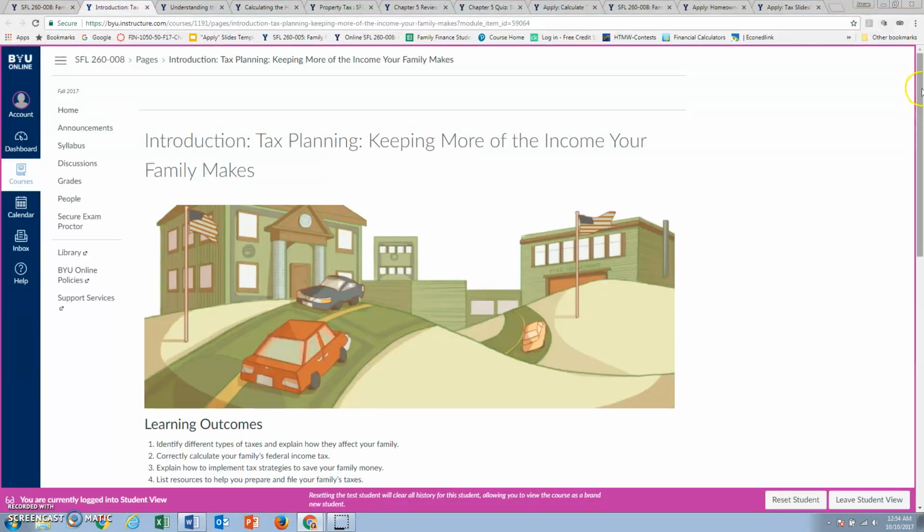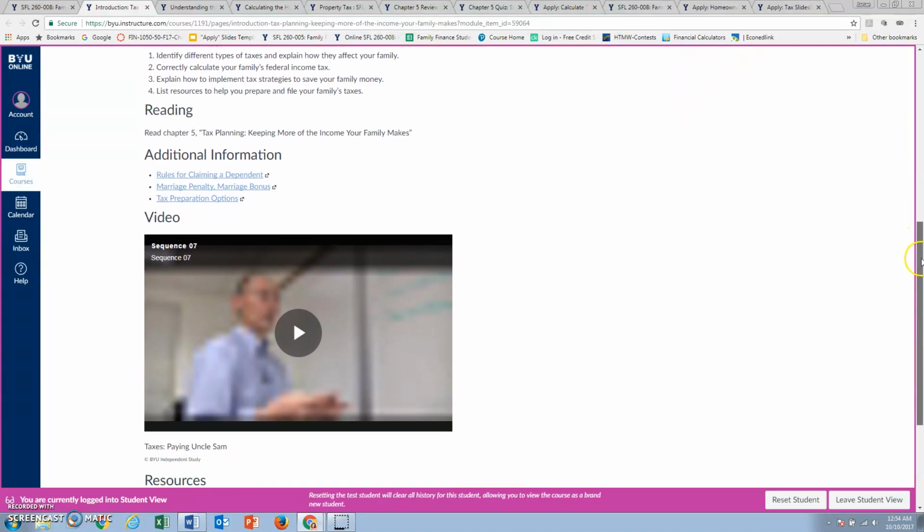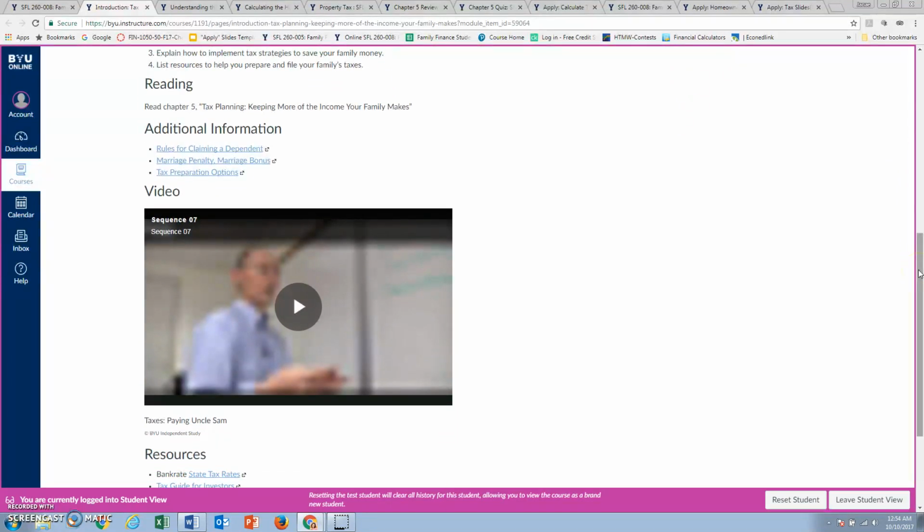Two really important things I want to point out in here. One is this instruction to read Chapter 5. You're going to read Chapter 5, and then it's going to be a really good resource for you to scroll back to as you're doing your homework. Starting on page 74 is a section on calculating your federal income tax, and it goes step by step on how to do that and explains the different parts. That's going to be really helpful for you.